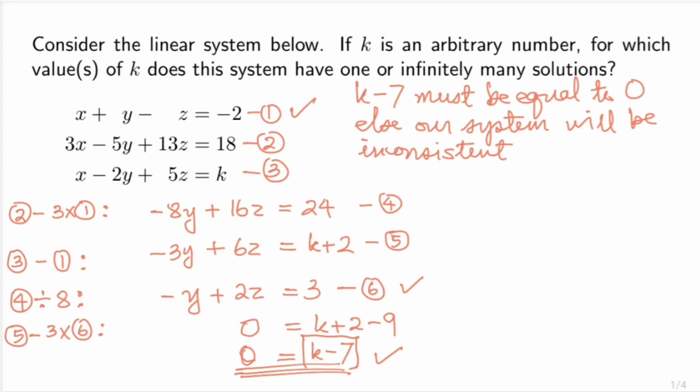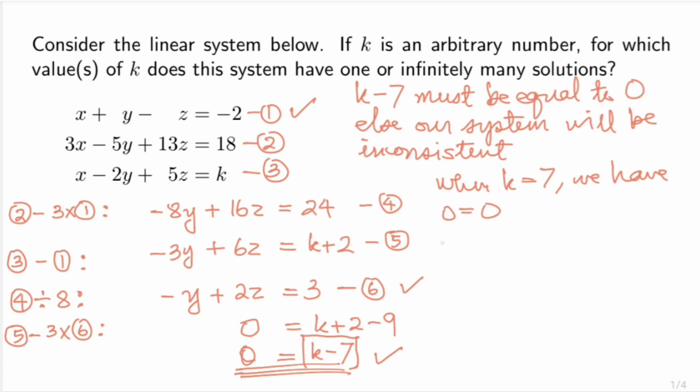The second thing to note is that when k equals 7, we have 0 equals 0. That means that z can assume an arbitrary value, and we can use that to determine the values of y and x. And because z can assume any arbitrary value, we have infinitely many solutions. So that is the other scenario. When k is equal to 7, we have z assuming an arbitrary value.